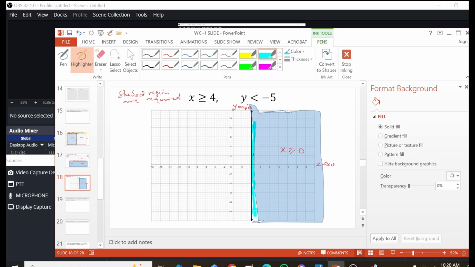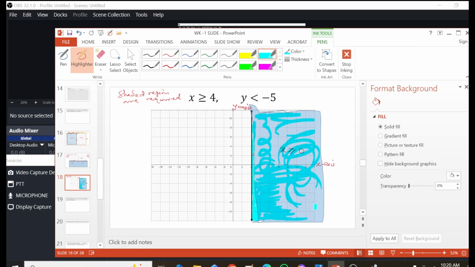They are still shaded region. They are part of the solution. Right, so they are shaded region. All these parts, they are shaded. You see, all this region, they are our solution. All right, they are part of the solution.